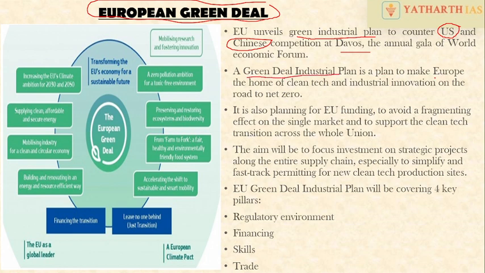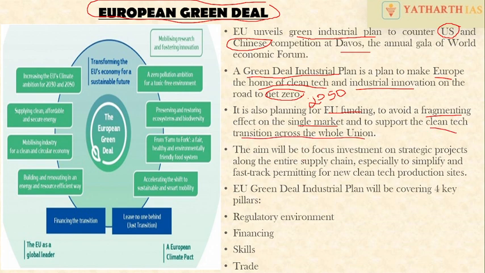This is a plan to make Europe the home of clean tech and industrial innovation on the road to net zero. So they are planning to have net zero Europe by 2050. By 2050, they are planning to have net zero carbon dioxide emissions. They are also planning for European Union funding, to avoid a fragmenting effect on the single market, and to support the clean tech transition across the whole union.